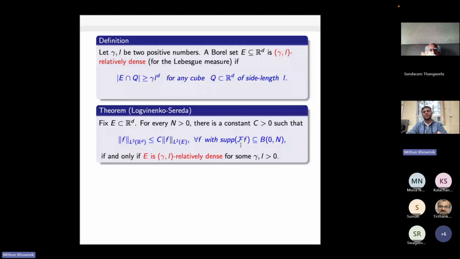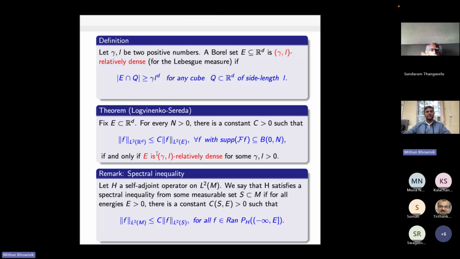This holds for all functions which are spectrally localized, in the sense that their Fourier transform has to be contained in a compact ball. So these functions are essentially in the polynomial space. Whenever we have a function in the polynomial space, its support should be spread enough. On the other hand, we can extract the L2 norm of the function from a relatively dense subset of R^d. This statement is if and only if. It is a sharp statement: E has to be a relatively dense set, and the converse follows from the classical polynomial theorem.